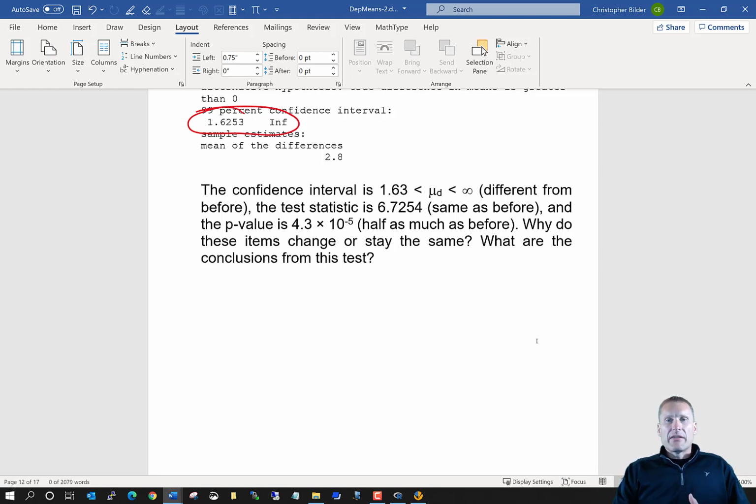So that concludes this section on working with dependent samples when you're doing inferences for the difference of 2 population means.